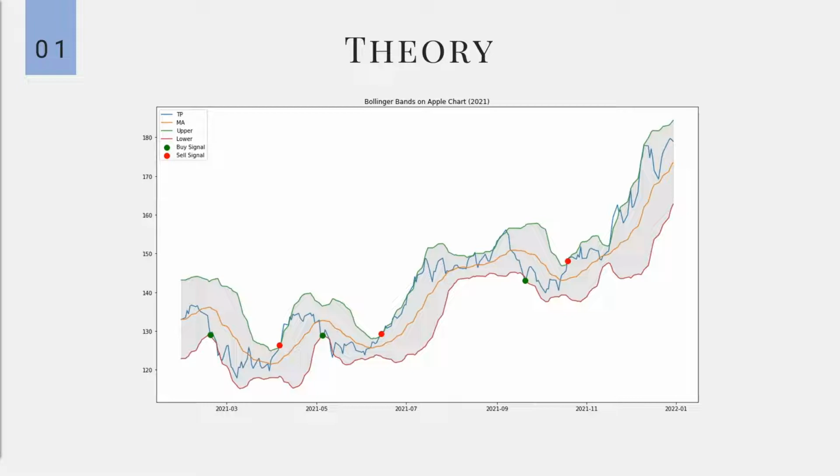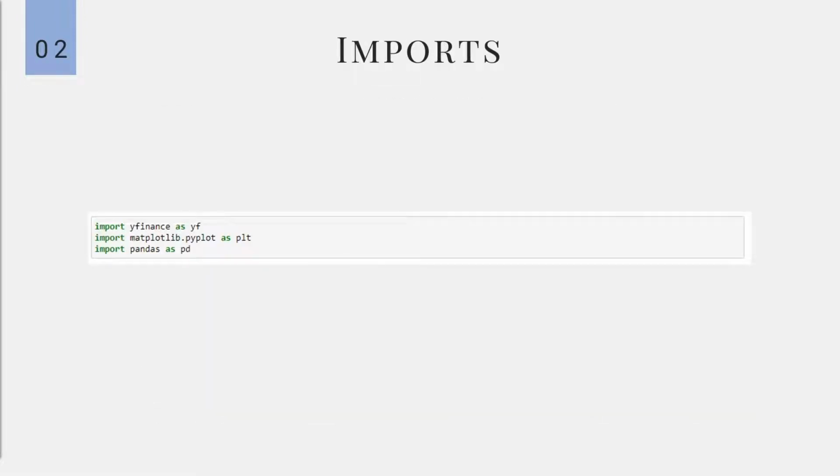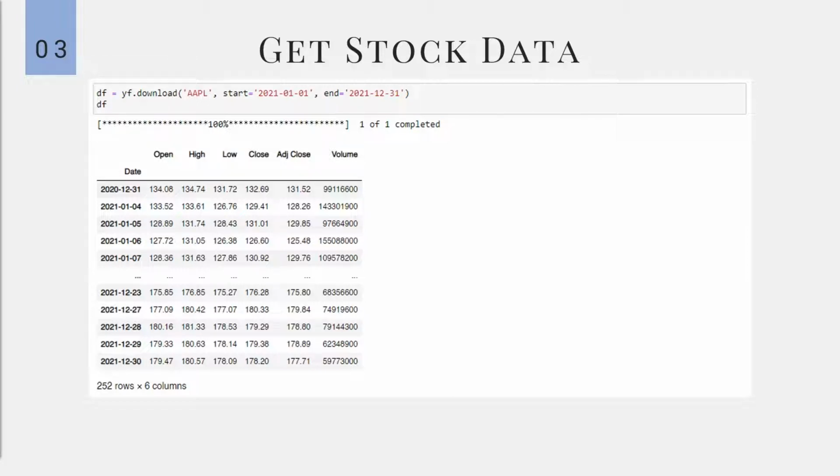Let's jump into the coding. So we start with three imports: yfinance for the financial data, matplotlib for plotting, and pandas to work with the data. First of all, we get the stock data, as I said, from yfinance. We download the Apple chart for the whole year 2021, and that's what the data frame looks like.